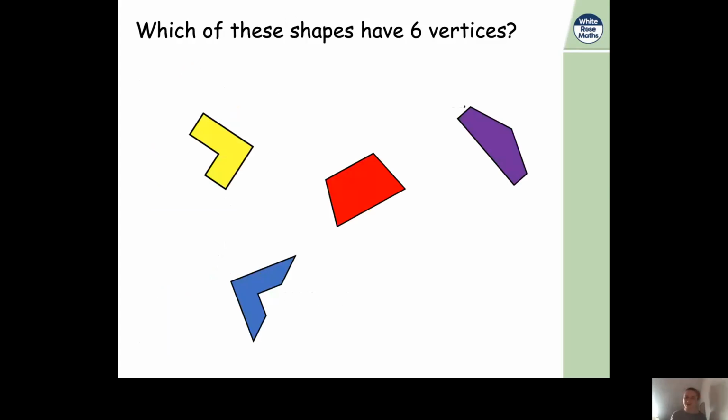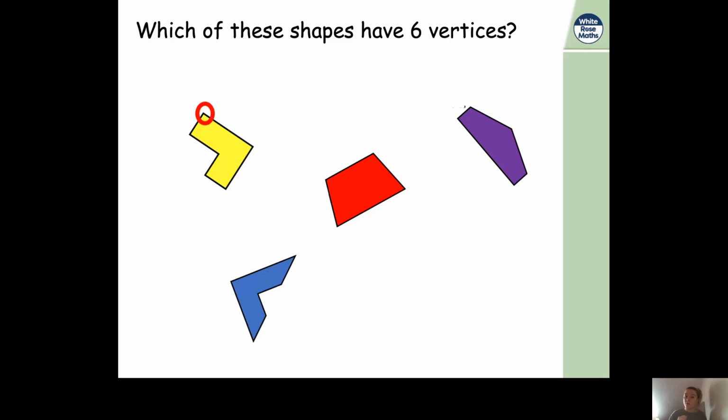Okay, so our next question says, which of these shapes have 6 vertices? So which shapes have 6 points where 2 of the lines on the shape meet, 2 of the sides meet? Well, I'm going to look at the first one, the yellow shape. How many vertices does this shape have?